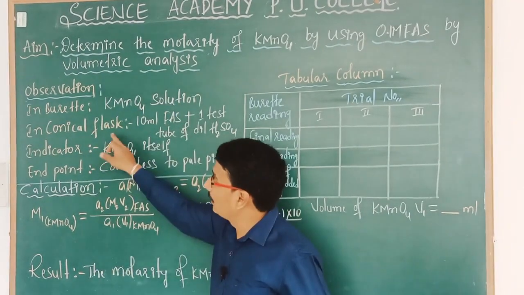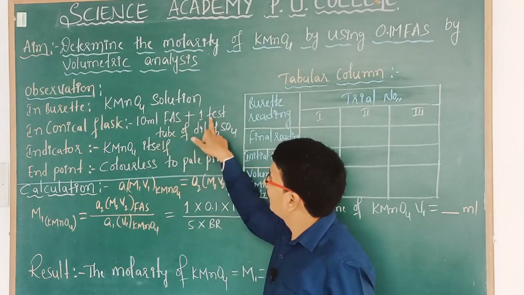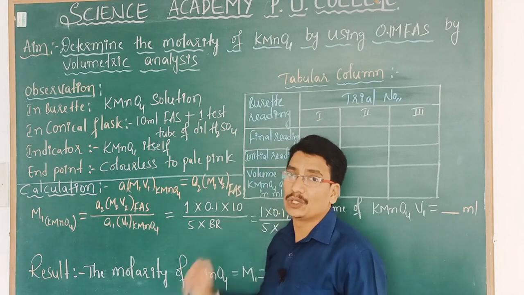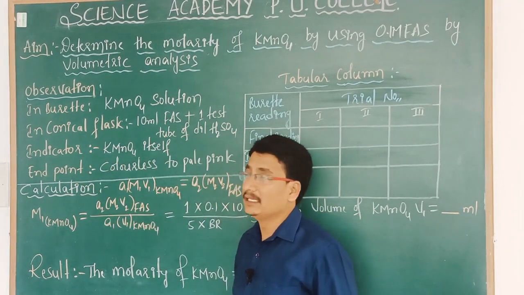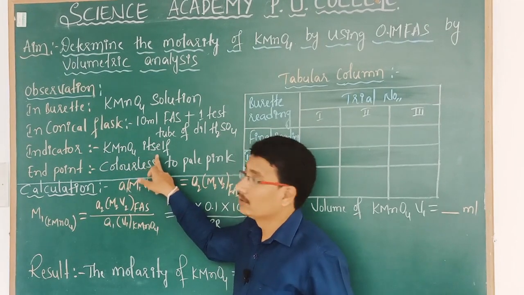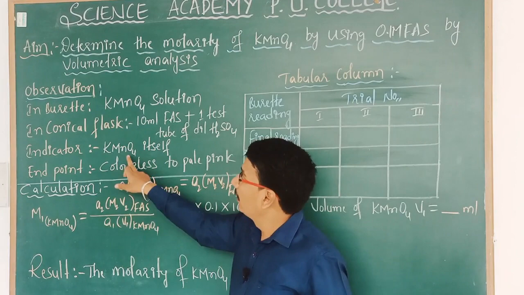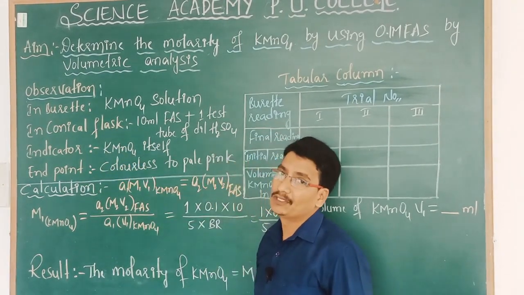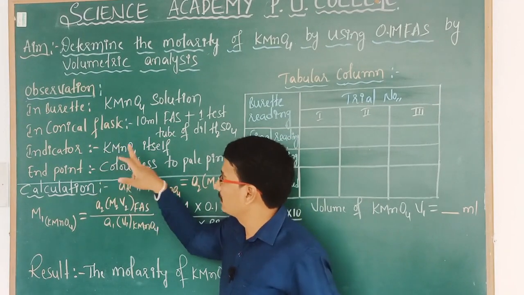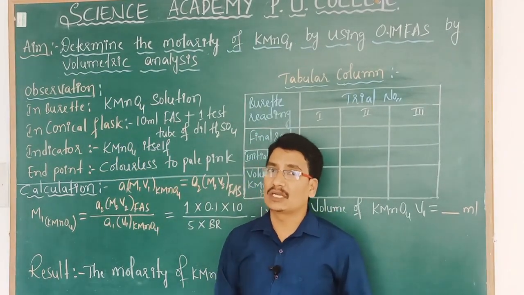Then in conical flask, we have to take 10 ml FAS solution plus 1 test tube of dilute H2SO4. Later, the indicator used in this experiment is the KMnO4 itself. The solution that we take in the burette itself acts as an indicator. Therefore, the indicator in this experiment is KMnO4 itself. The end point of the experiment is colorless to pale pink. Like that, we have to start the experiment.